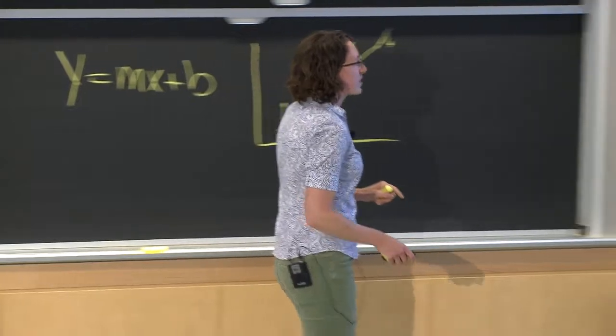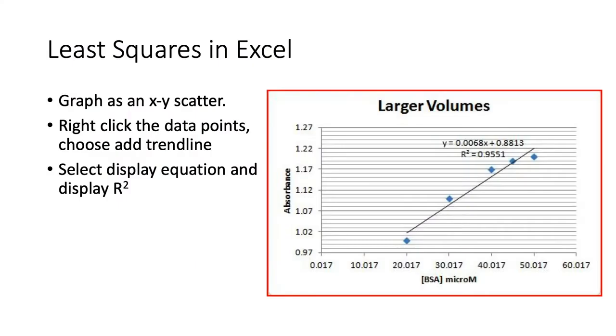The best way to generate this is in Excel. You could calculate all those quantities by hand if you want to, but Excel will do it for you, or your other favorite mathematical software program. You graph your points as an XY scatter plot, then you can right-click the data points and it'll say add trendline, and then you have options to display the equation and the r-squared on the graph. So you'll get your y = mx + b equation there and your r-squared value there.